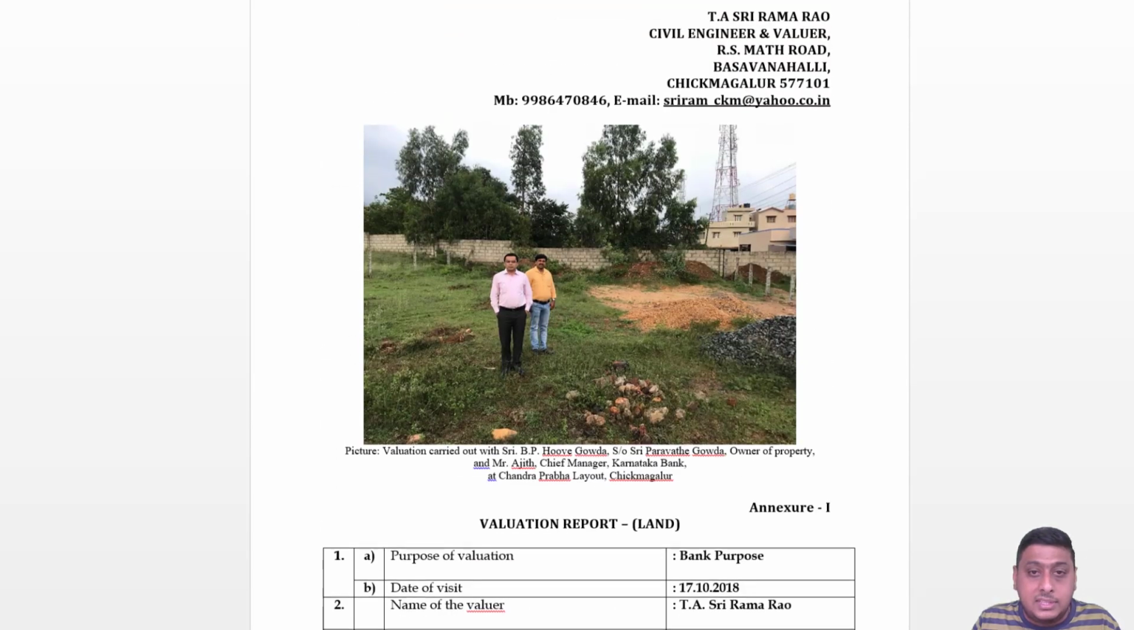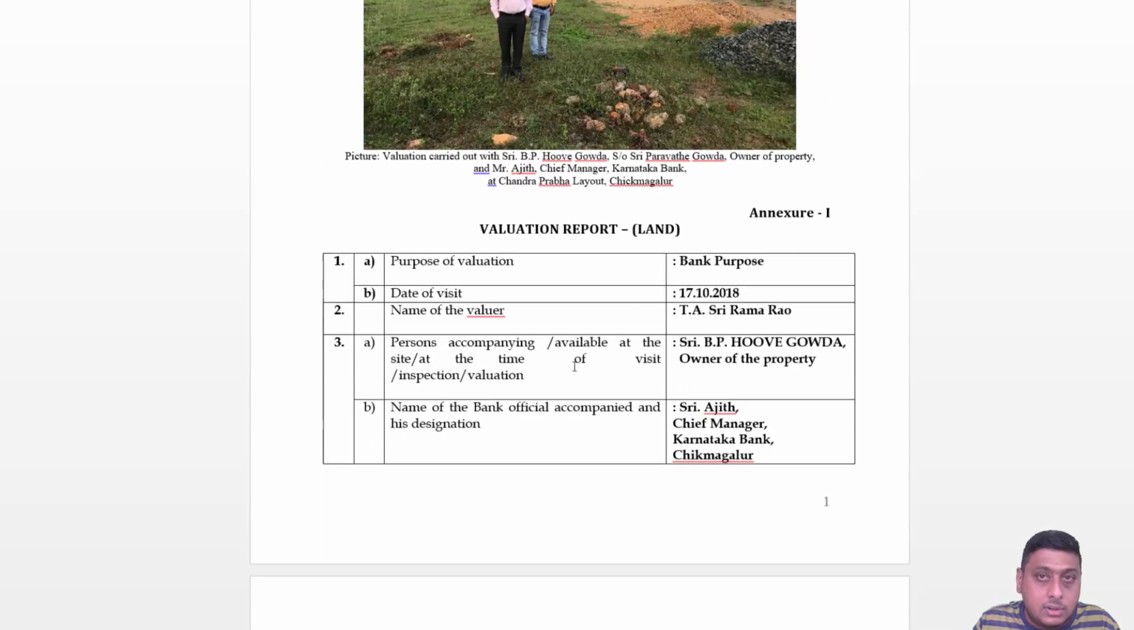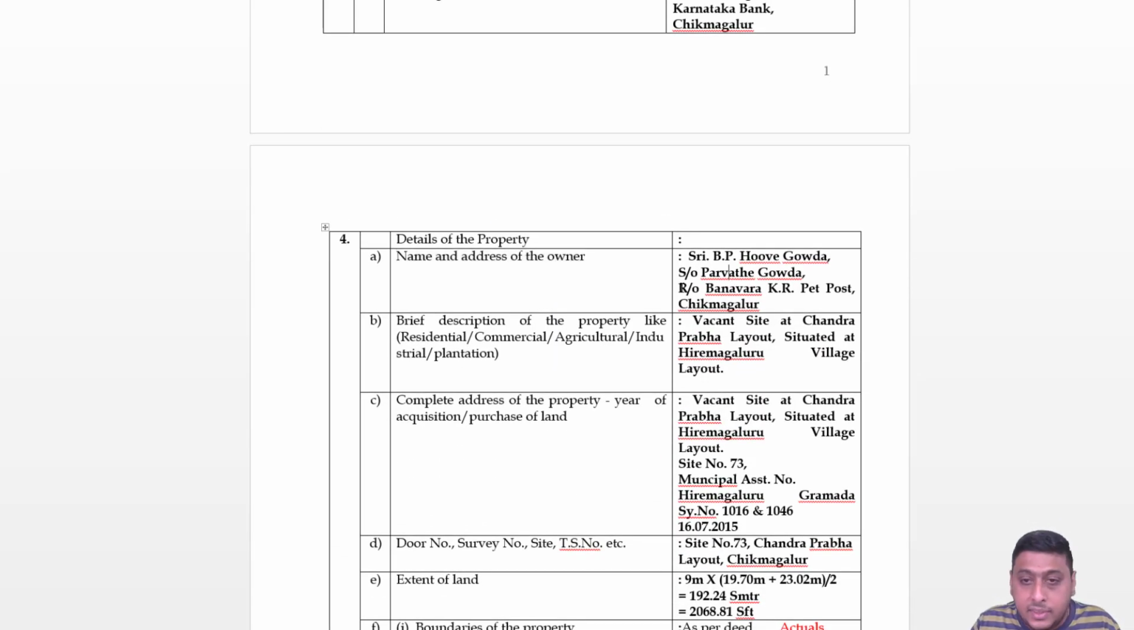For example, this site we have done is in Chandraprabha layout. His house is somewhere else. See here, he is in Banavara KRPT post, so somewhere he is actually staying, which is his permanent address. So that we have to mention here. This we have to cross verify with his Aadhaar card or any other KYC documents collected from the client.